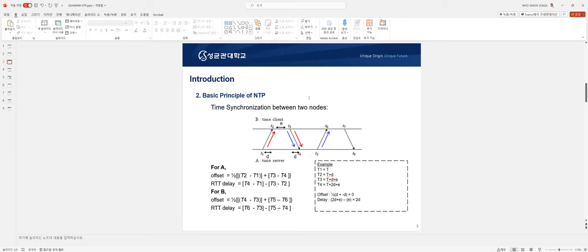The basic principle of NTP is the following. Assume we have two nodes, a time server and a time client, where the time server tries to distribute time to the client, and the client tries to synchronize its time information to the server. They exchange packets, and the offset and round trip delay between both sides can be calculated with this formula, where E is the round trip delay and D is the offset. In a perfect world, the offset will be 0 and the delay will be 2D. But the time synchronization protocol works under this varying offset and delay.